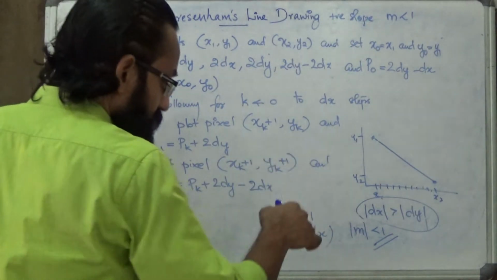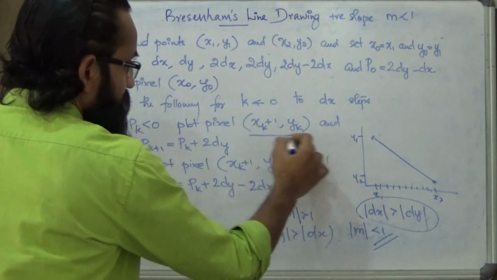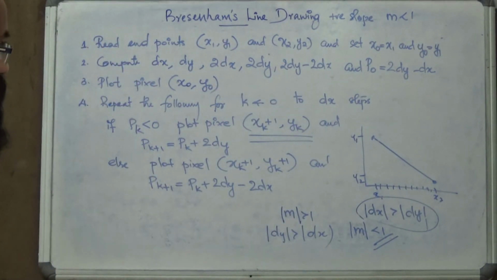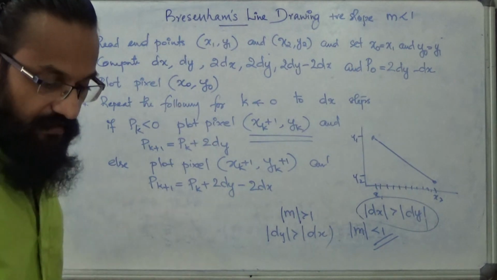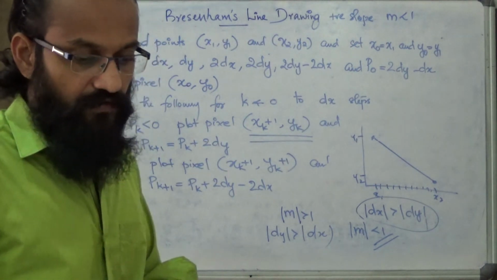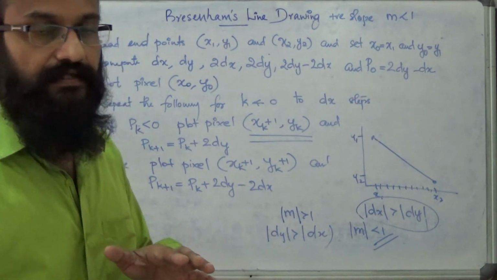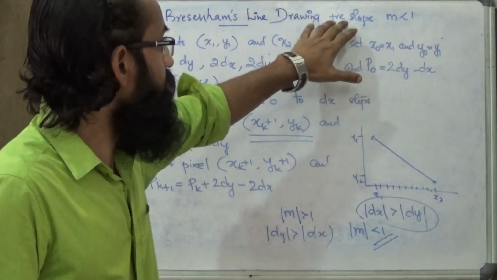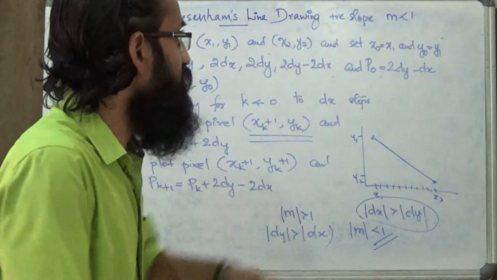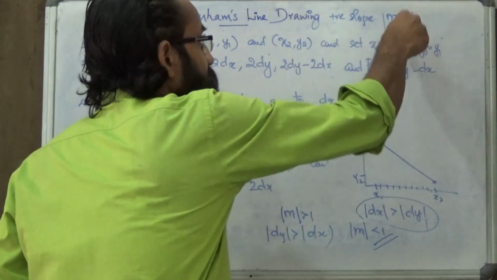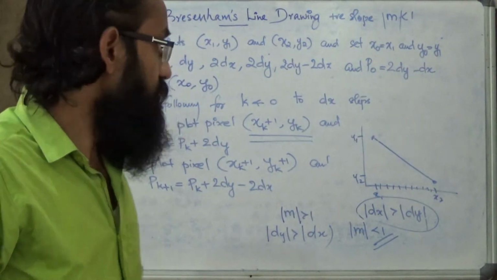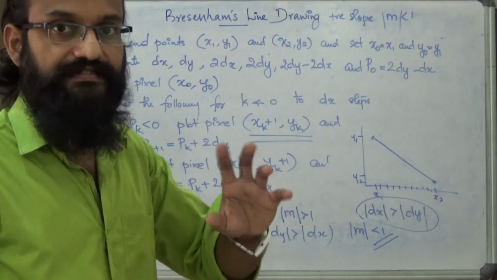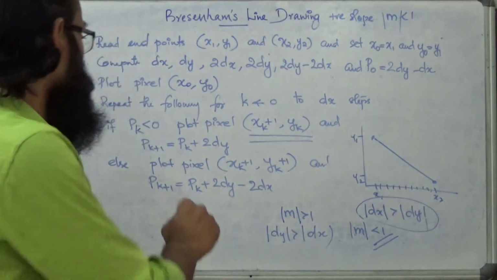All those are special cases. From the implementation point of view, before implementing, you have to expand this algorithm by addressing all those cases: vertical line, horizontal line, then line with positive slope with modulus of m less than 1, line with positive slope with modulus of m greater than 1, and line with negative slope with modulus of m less than 1 and greater than 1. That's it.